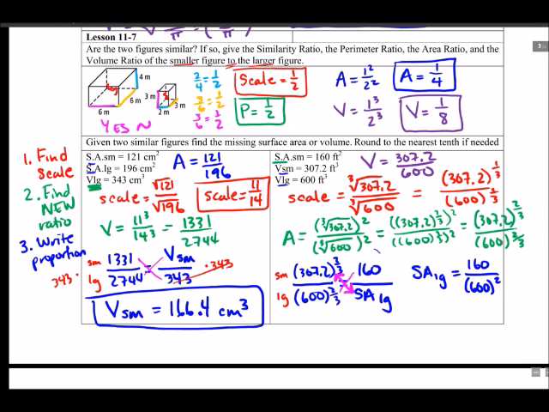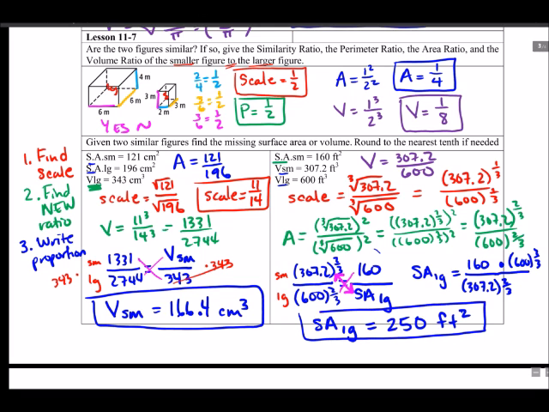Sorry about that. 160, the 307.2 comes down here to the bottom because I switched the sides. 307.2 to the 2/3, and then I'm going to multiply up on top here my 600 to the 2/3. That's just opposite operations. Took it from the bottom, multiplied it on the top, and we are going to get surface area of our large figure. Put all of that into your calculator, and entertainingly enough, it comes out to be 250 feet squared.